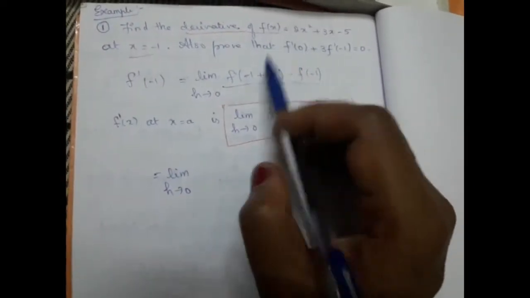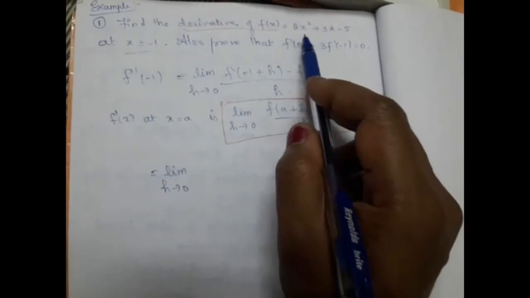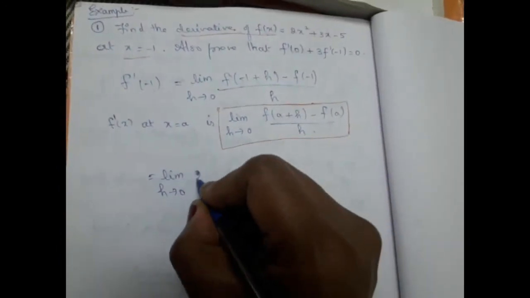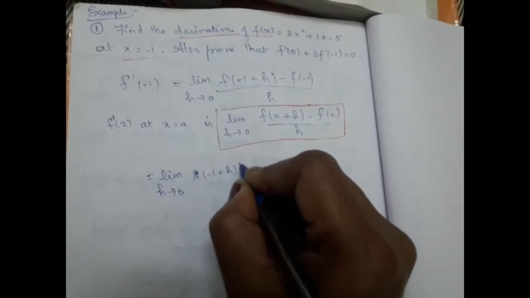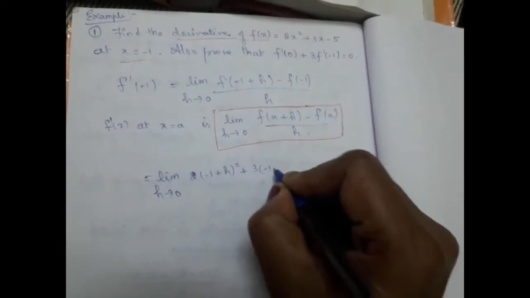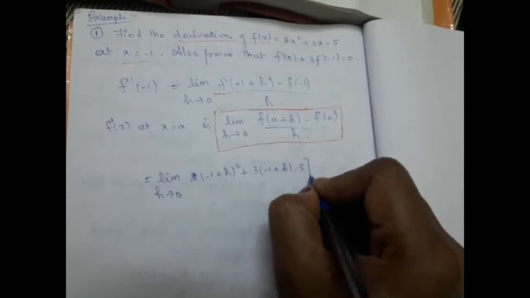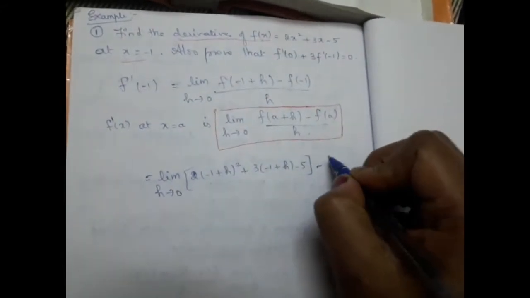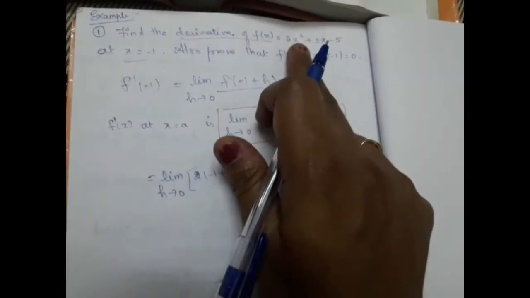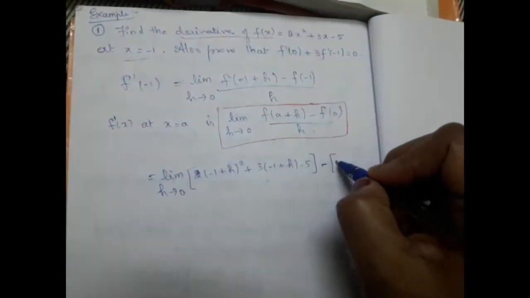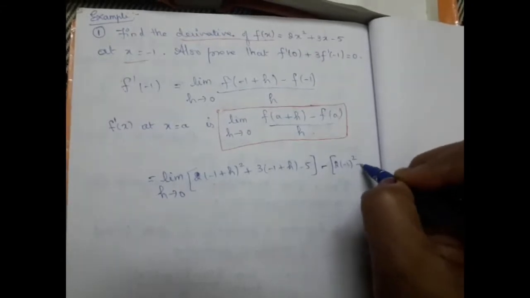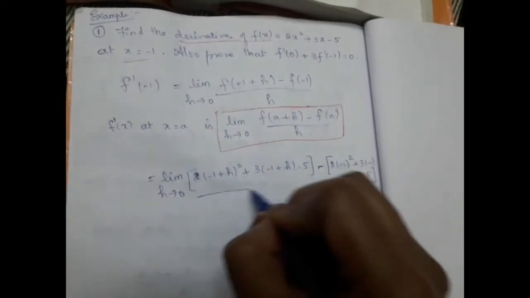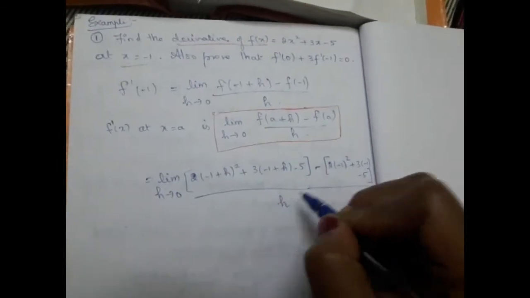So, in the place of x we have minus 1 plus h. So, in the place of x we have to put minus 1 plus h. So, this will become 2 into minus 1 plus h the whole square plus 3 into minus 1 plus h minus 5. This is f of minus 1 plus h minus f of minus 1. So in the place of x we have to put minus 1. So 2 into minus 1 the whole square plus 3 into minus 1 minus 5, the whole divided by h.